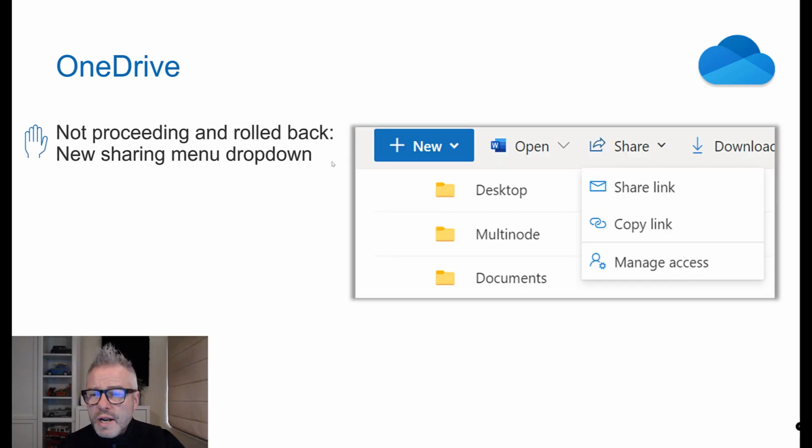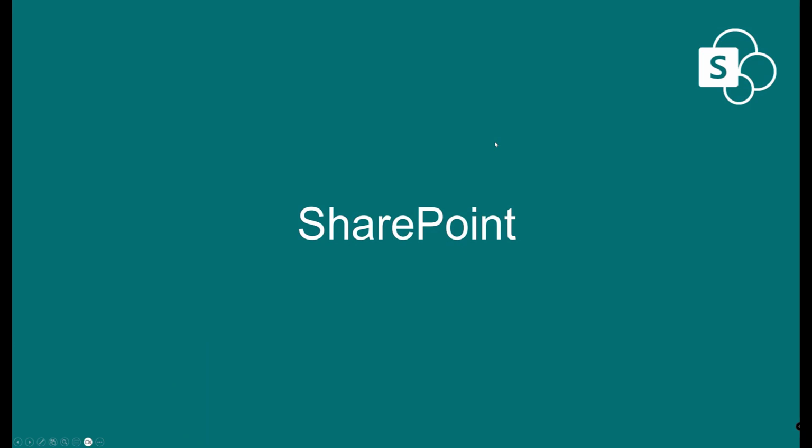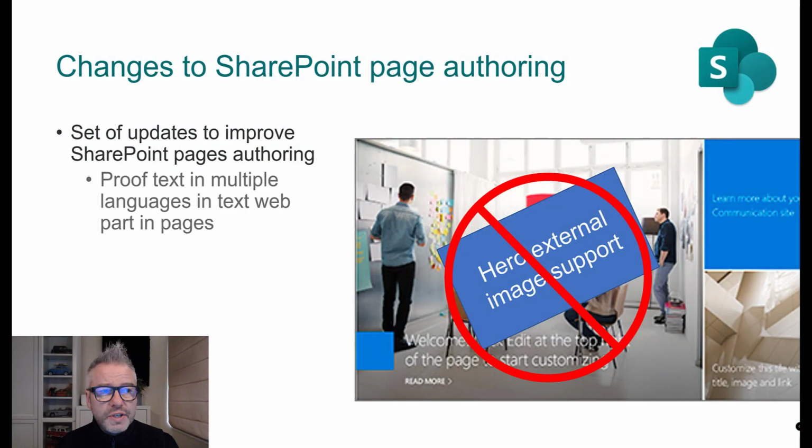Okay, so one that's been rolled back. We had this drop down next to share, and it was nice and quick. Share a link, share a copy, manage access, quite nice. For some reason, and I've asked, and I just don't know why this is, they've rolled it back and put that on hold. Honestly, I don't know why it is, but if I do find out, I will let you know.